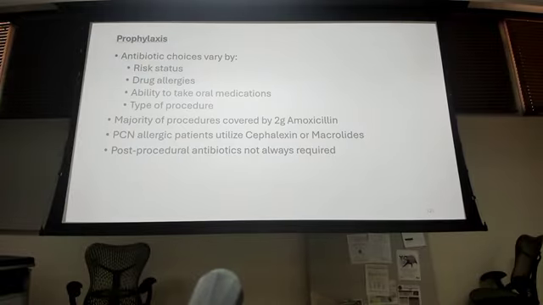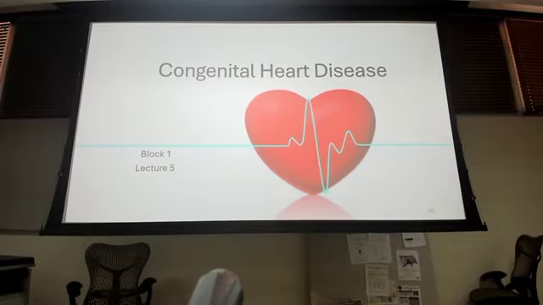And typically all you need to give them is 2 grams of amoxicillin, and it could be PO if they can tolerate oral meds. If they are allergic to penicillins, then you're looking at more like cephalexin or a macrolide to serve as that prophylactic regimen. Okay. Questions on infective endocarditis? Okay.